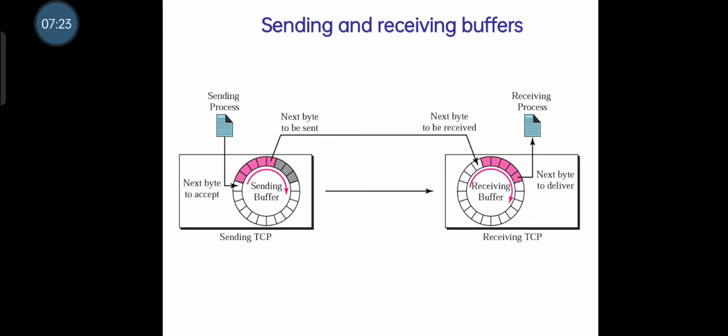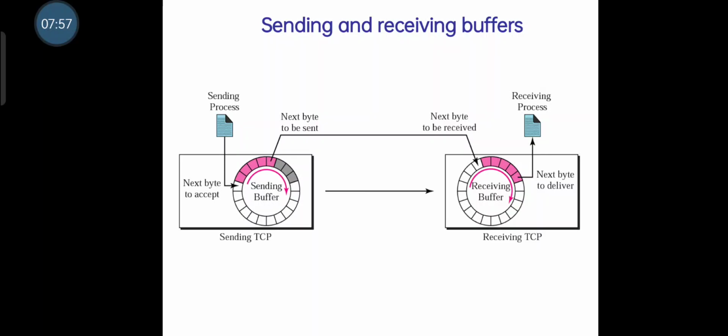And then this is a sending buffer and this is a receiving buffer. In the sending buffer we have 3 chambers, but in the receiving buffer we have only 1 chamber. You can see that one is empty, another is a pink shade, another is a gray shade. The empty shade indicates the next byte to accept, the pink shade indicates the next byte to be sent, and the gray shade indicates that these bytes have been sent and we got the acknowledgement also.